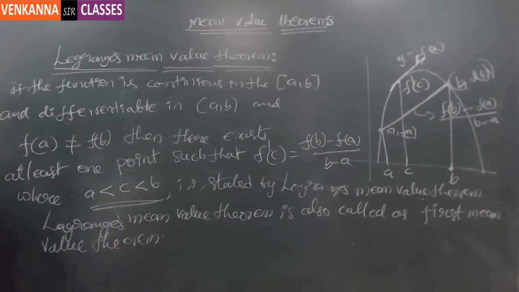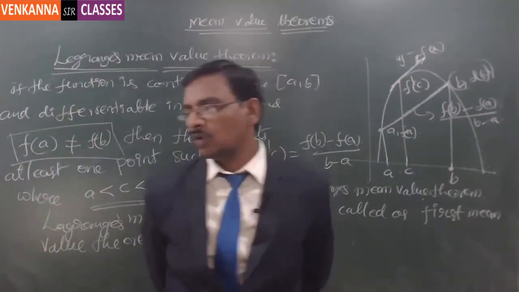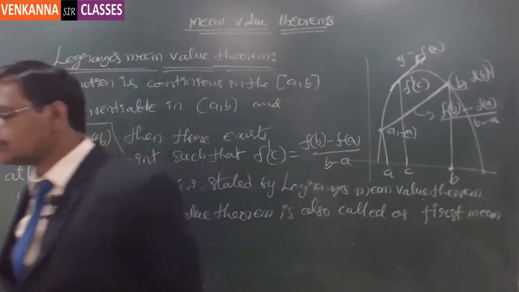This is also called the first mean value theorem. Got it? The same conditions of Rolle's theorem are satisfied here as well, but the only difference is f of a is not equal to f of b. Then the slope should be equal to the derivative at one point. So minimum one point, there may be more. Note down this.